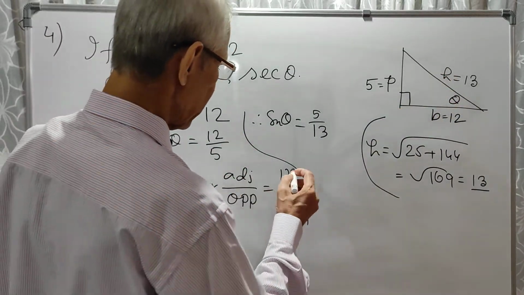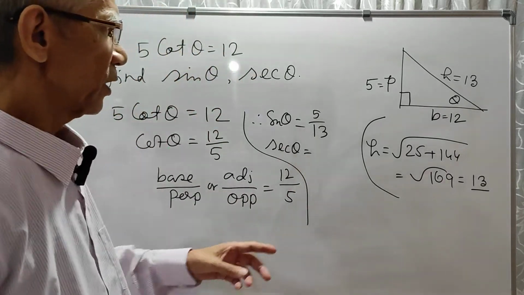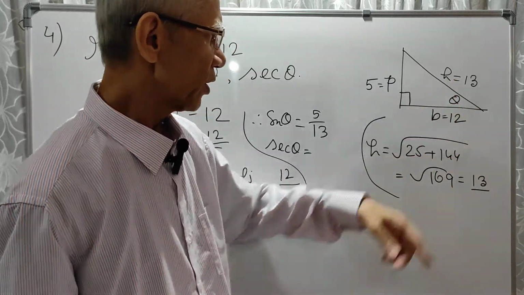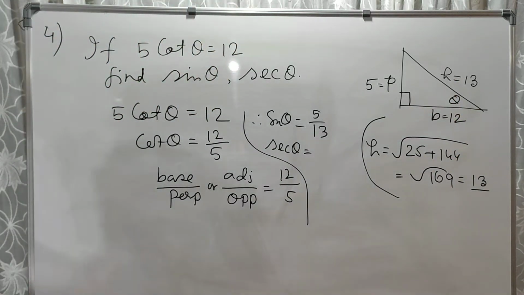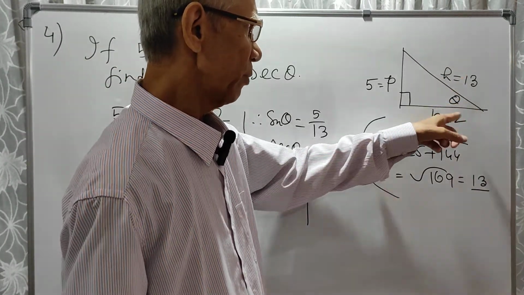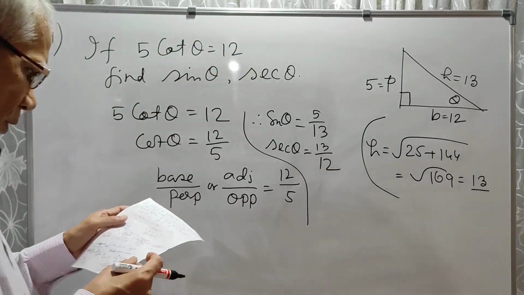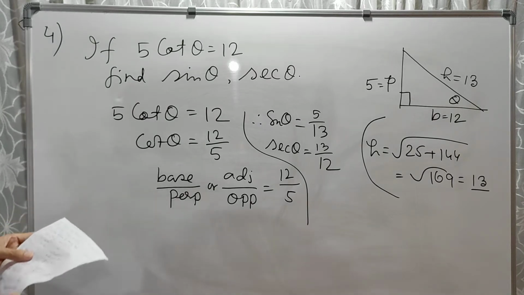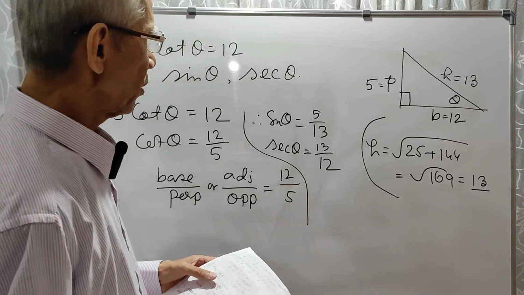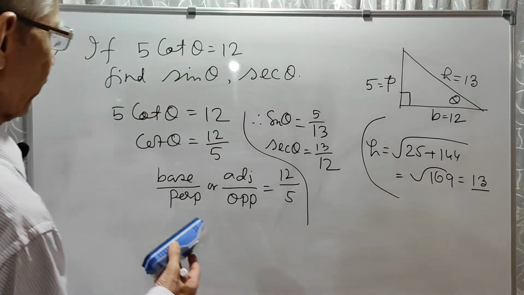And then sec theta. What will be sec theta? Sec theta is 13 by 12. That is, sec is the inverse of cos. Cos is b by h, therefore sec will be h by b. That means 13 by 12. Sec is 1 by cos.